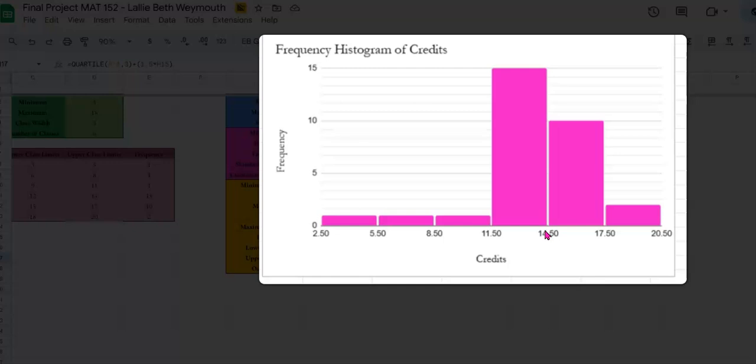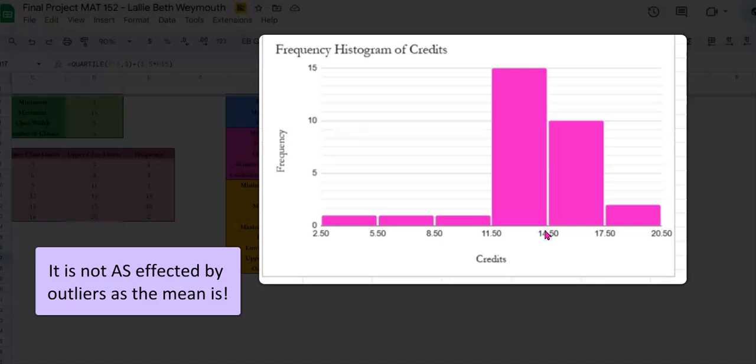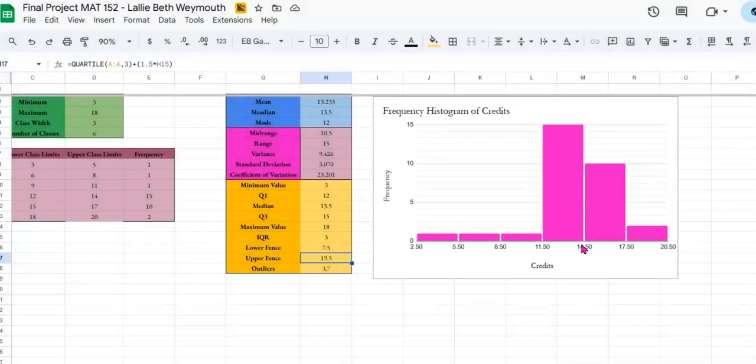So because our data is skewed, the median is going to be the most relevant measure of center. It is not affected by outliers as the mean would be, and the mode is just not a good measure of center for our data.